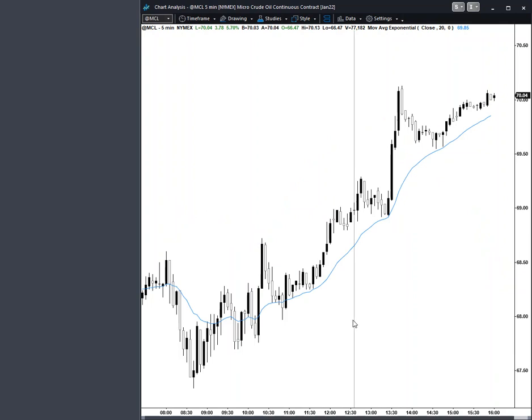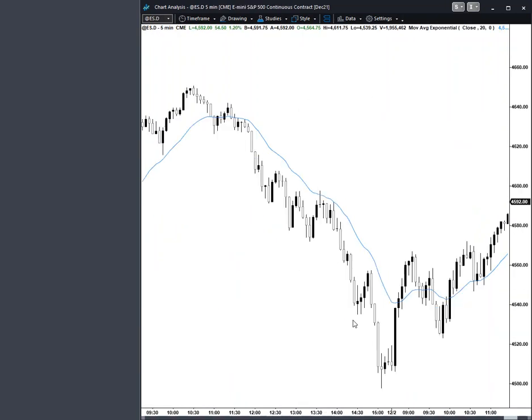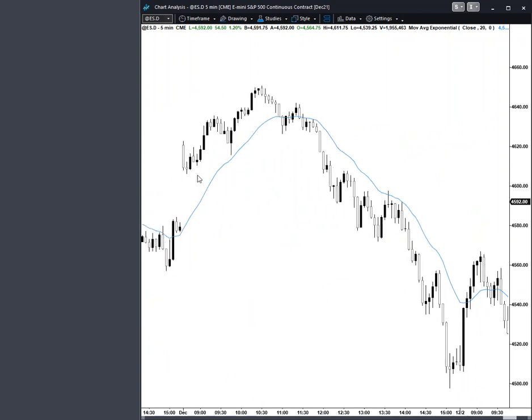I'm going to go to my inverse chart, and this is the Emini. I'm going to go back to where that day was. It was over here, and again, the bars are opposite. So bull bars going up are black bars, bear bars going down are white bars.